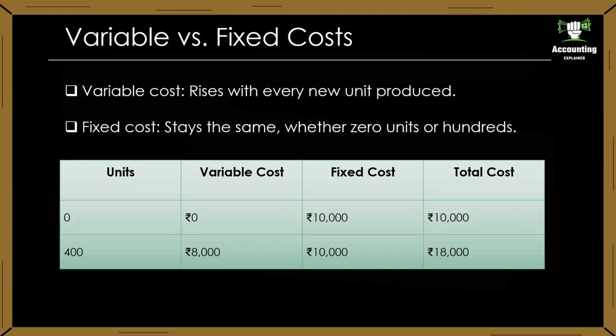First, see in the tabular column, when the units are 0, variable cost is 0, fixed cost is 10,000, and your total cost remains 10,000.